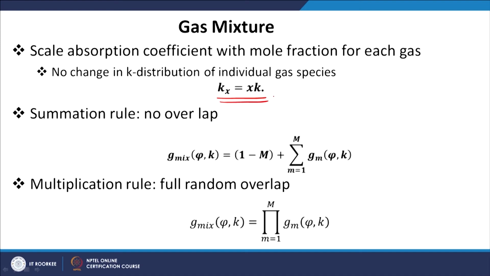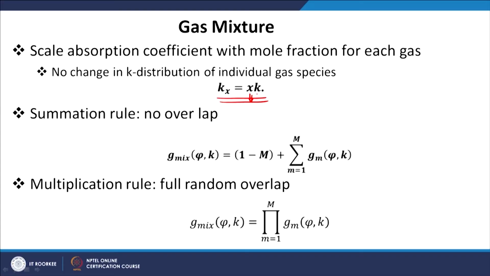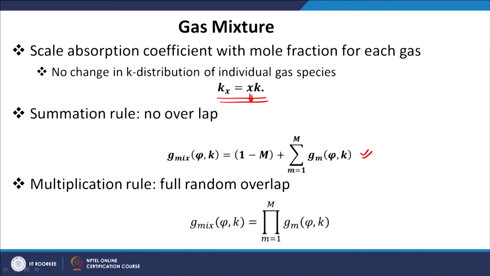If you have a single gas, you will get one value of k and you generate the k distribution. If you have a mixture, the absorption coefficient will scale by mole fraction. So, kx is the actual k value when we have a gas mixture. Then you generate the k distribution for one species, you generate the k distribution for another species, and then you can mix them. It is called mixing the k distribution. You can mix the k distribution of individual species by the summation rule. So, the mixture k distribution is given by this mixing rule, the summation rule.